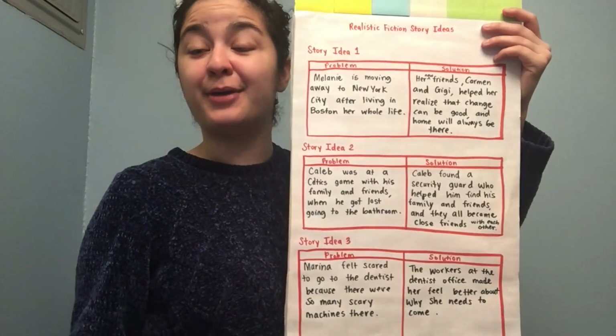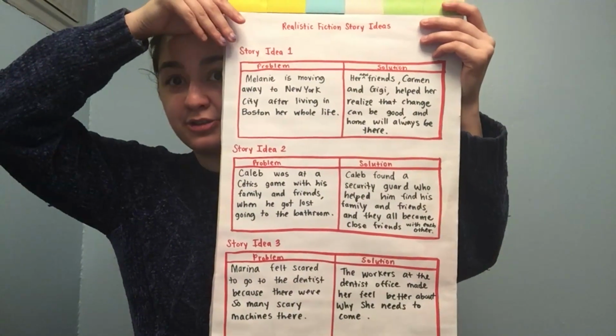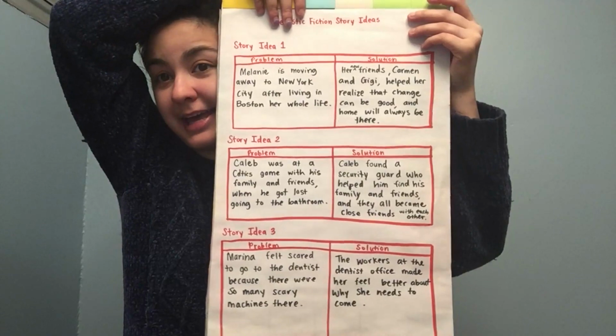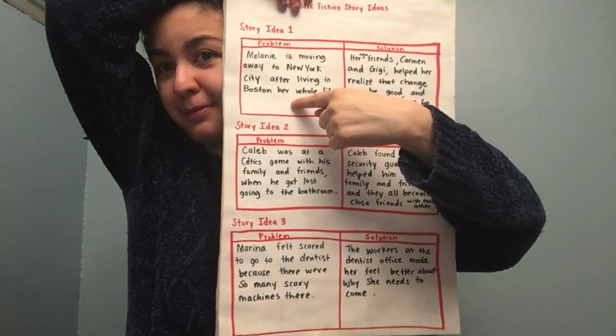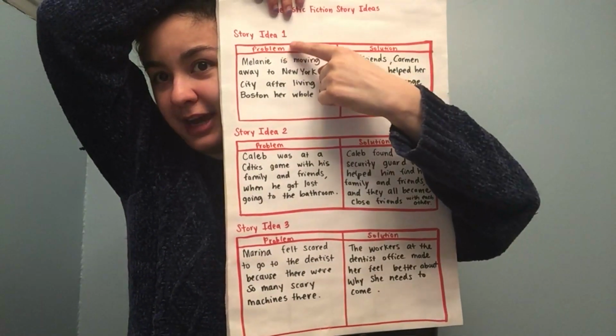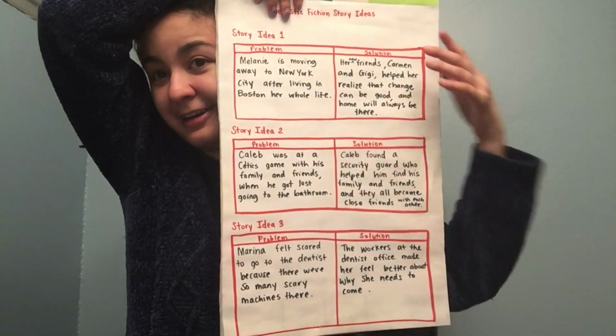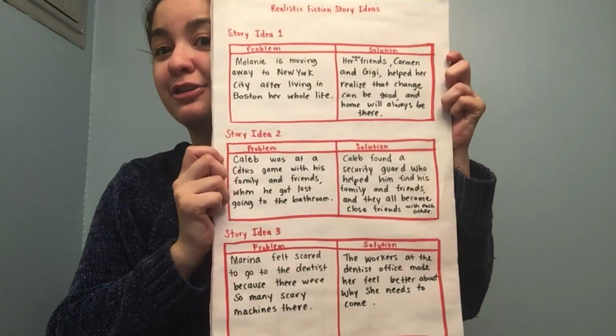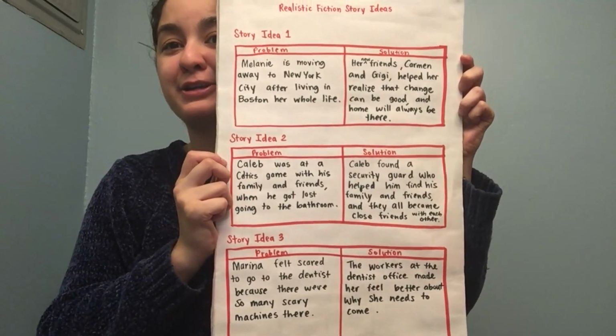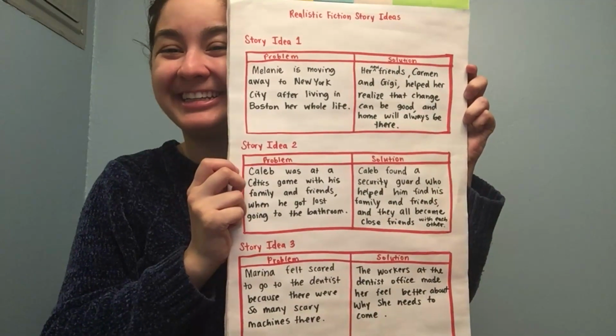All right, when you are finished, your realistic fiction story ideas should look like this. You should have a problem and solution for story idea 1, 2, and 3. I want you to go ahead and make sure you did that. I will put a picture of mine on the screen.